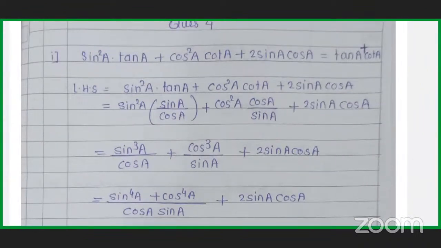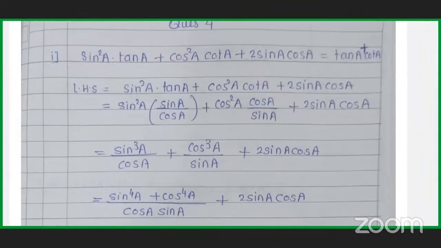So question number 4 is nothing but prove that. It is asked for 8 marks. Total 3 questions are given and we have to solve any 2. So focus on the first question: sin square A into tan A plus cos square A into cot A plus 2 sin A cos A is equal to tan A plus cot A. Just focus here on the LHS part.